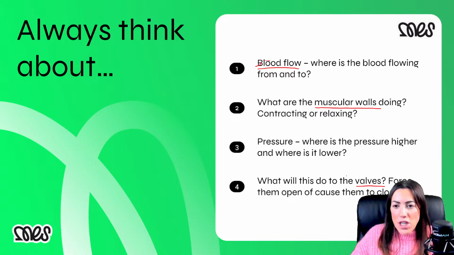The pressure is going to help you determine whether the valves are being pushed open or being snapped shut. So for example, if the pressure is higher in the atrium than the ventricle, it's going to push the AV valves open. But if it's higher in the ventricle than the atrium, it's going to snap the AV valves shut. So you need to understand the pressure, where it's higher, where it's lower, so you can link it to whether the valves are opening or closing. Okay? So let's go through my list. Talk about the blood flow, talk about the muscular walls, talk about the pressure, and talk about the valves.